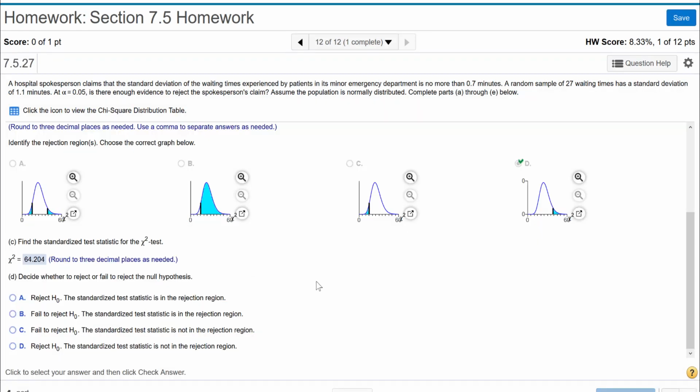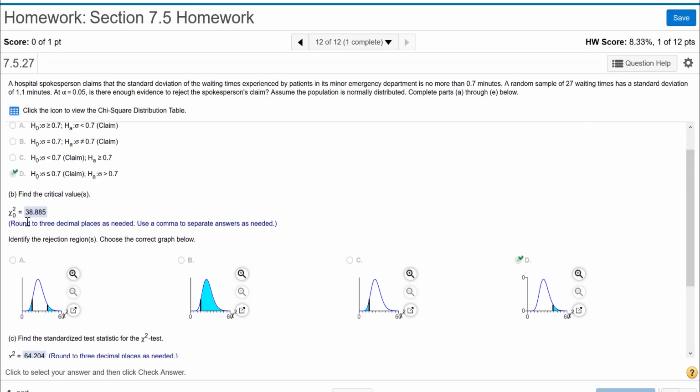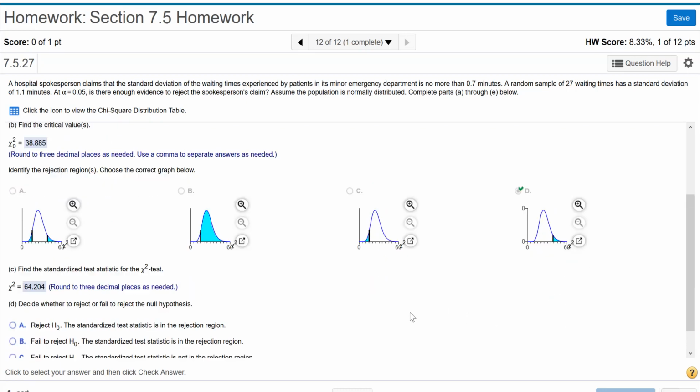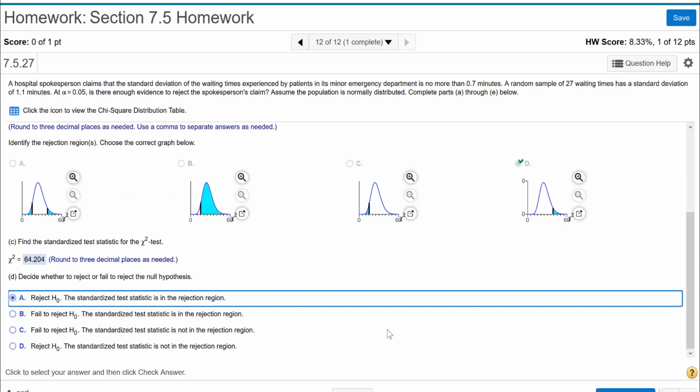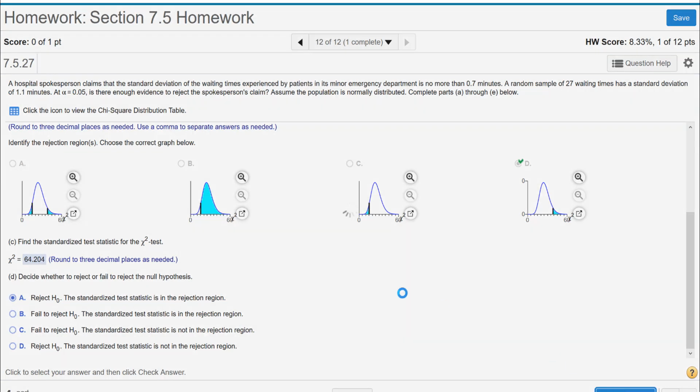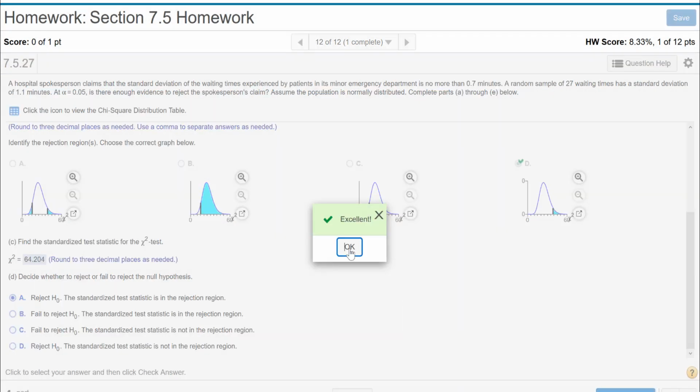All right, and finally, here it is. Let's decide what we got here. And so what we'll do is we will reject the null hypothesis, because the critical value right over here is 38, but our answer got 64. It's way over here. And so we reject H0 because the statistic is inside the rejection region.